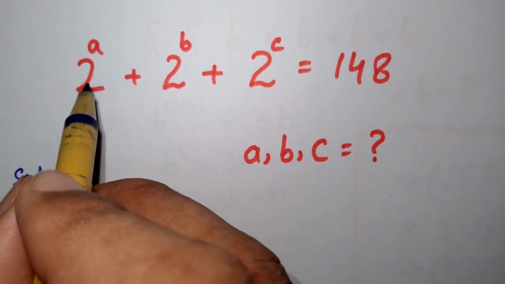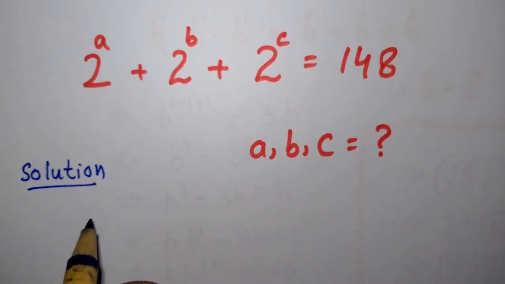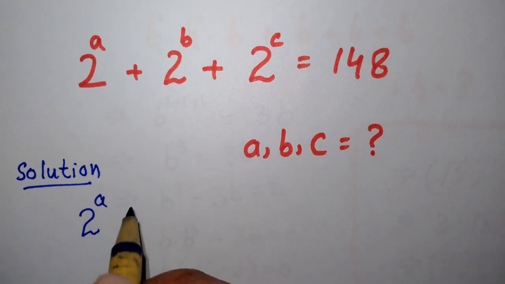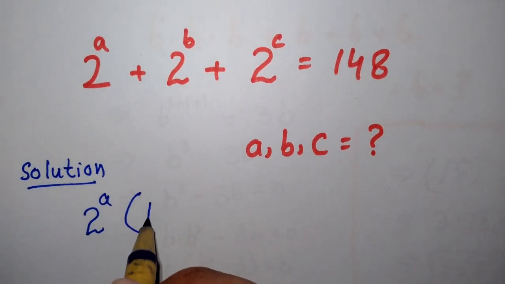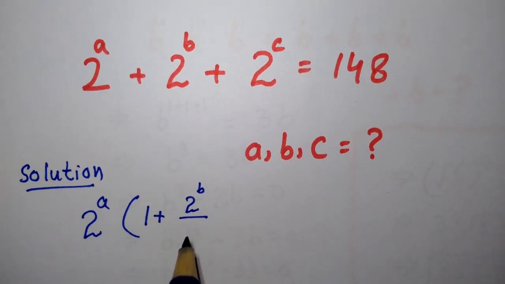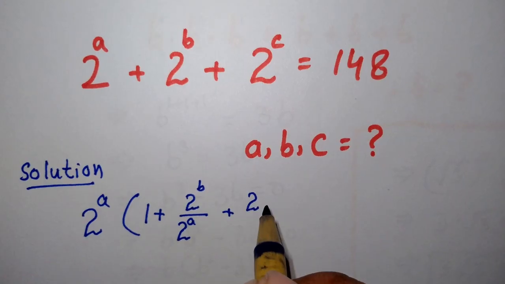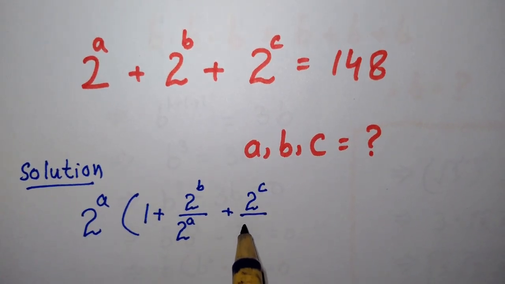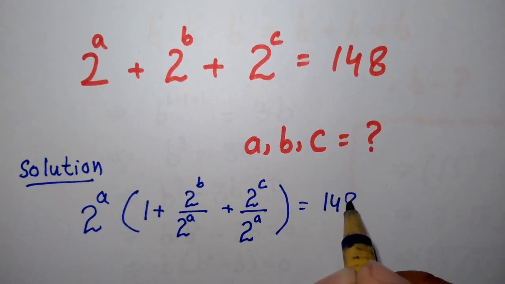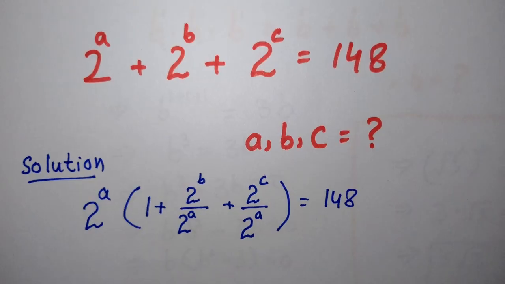We have to take 2 to the power of a common from the left side. So 2 to the power of a into, here 1 is left, plus 2 to the power of b over 2 to the power of a plus 2 to the power of c over 2 to the power of a is equal to 148. Here we take 2 to the power of a common, so this is the result.